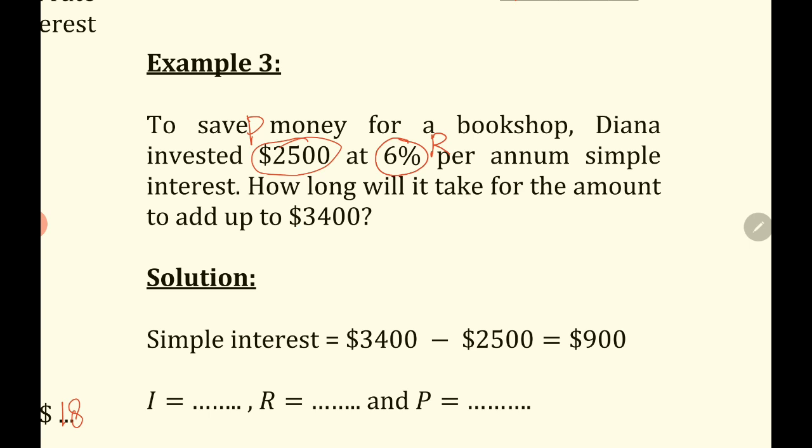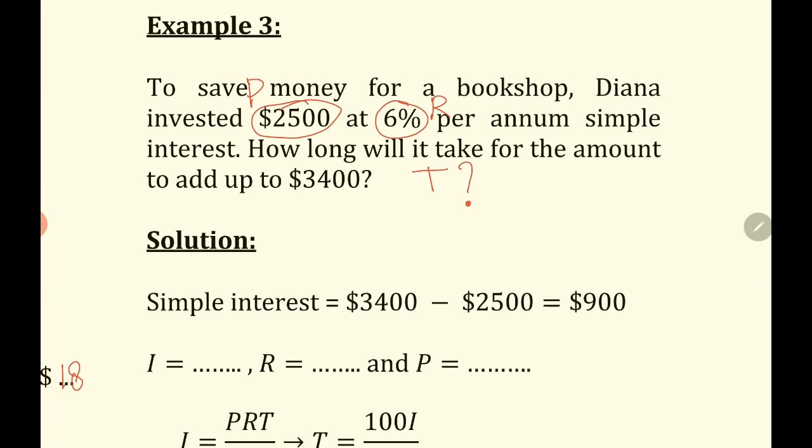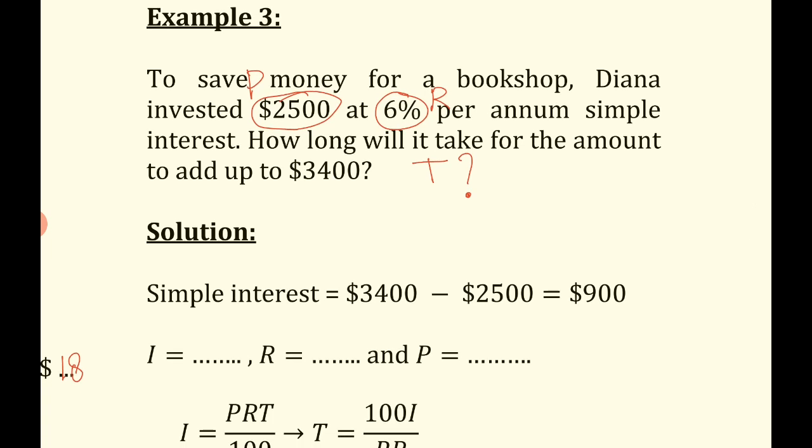So the question is how long. It means it refers to time. So the question now is about the time. How long will it take for the amount to add up to 3,400? It means from 2,500 become 3,400. It takes how long? So first we have to know the interest first, the expected interest that Diana wants.